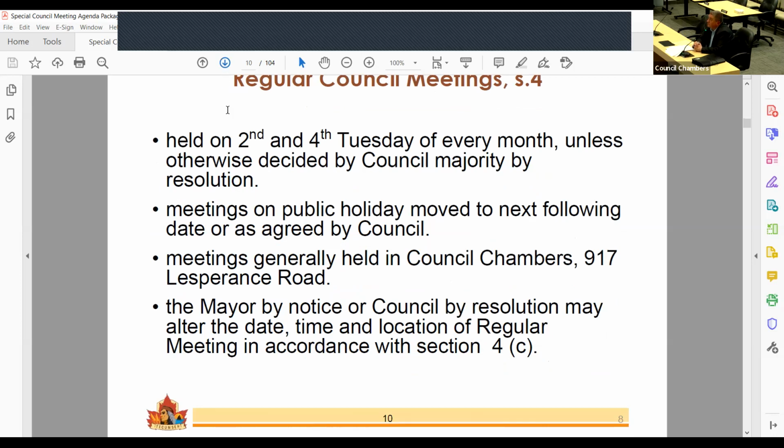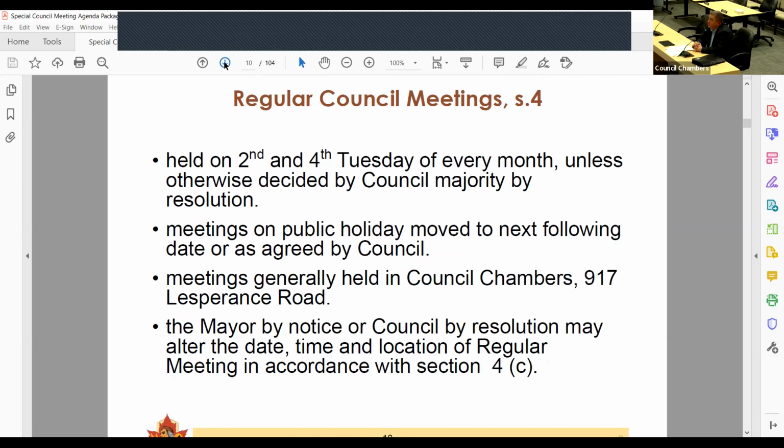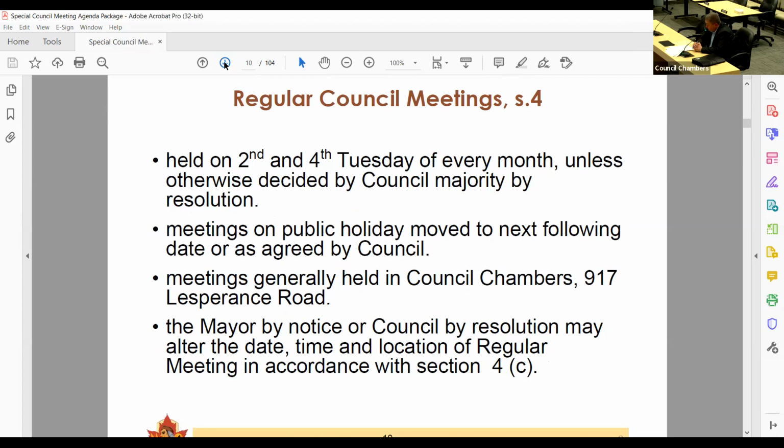Real quickly, under section 4 of the current procedural bylaw, the regular meetings are held on the second and fourth Tuesday. If it's on a public holiday, it's moved to the next following date. Generally held here in council chambers, but the mayor, either by notice, and I believe it's 2 days, or council by resolution may alter the dates, the meeting times, or the locations. Next slide, please.